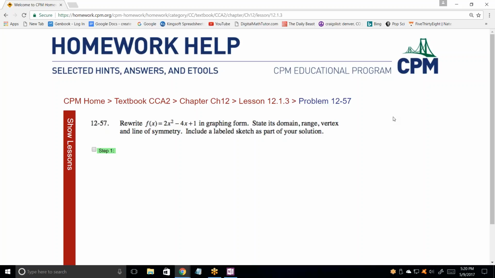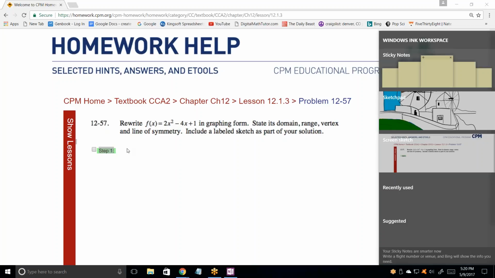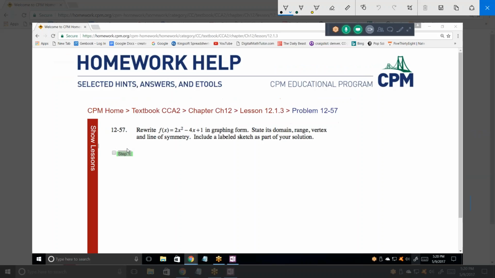All right, let's see. The next one. When it says rewrite it in graphing form, what's it really asking you to do? I'll put it in vertex form. Okay. Give me the general form for vertex form. Y equals a times x minus h squared plus k. Good.